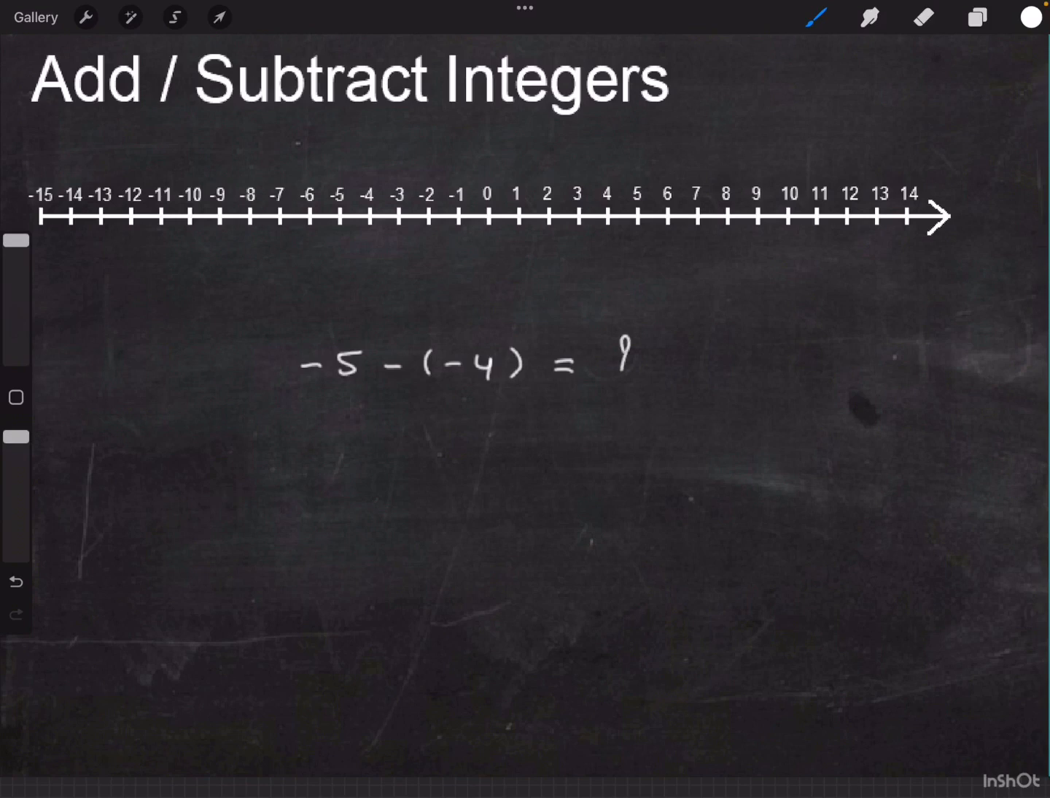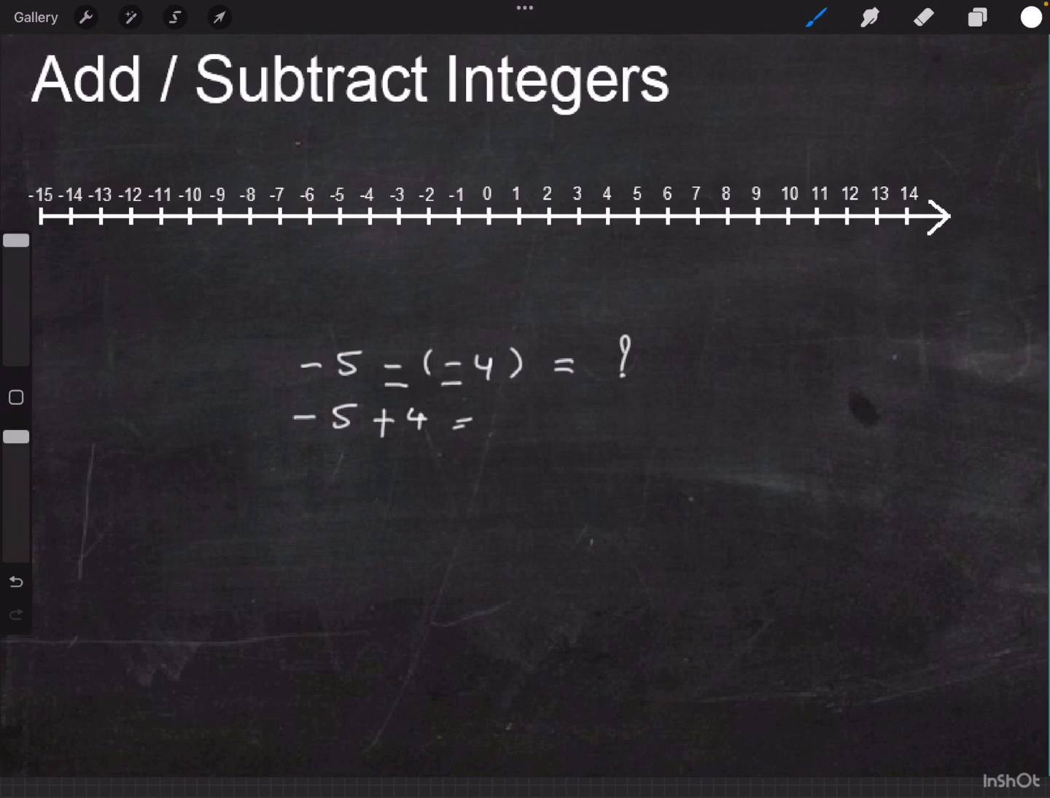First of all, we remove the parentheses. -5, we write again. Here we look at the sign in front and after the parentheses. They are both negative, so they are the same sign. When we remove the parentheses, it becomes positive. So -5 add 4. That's it.